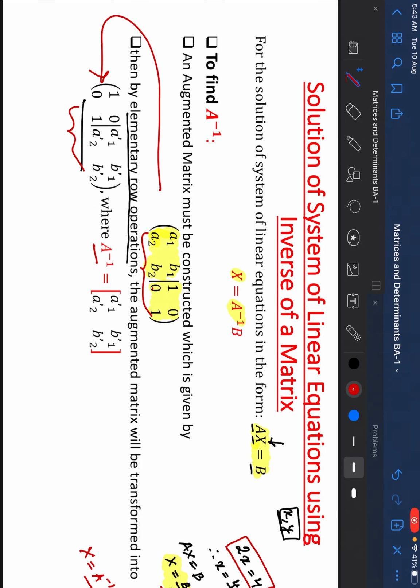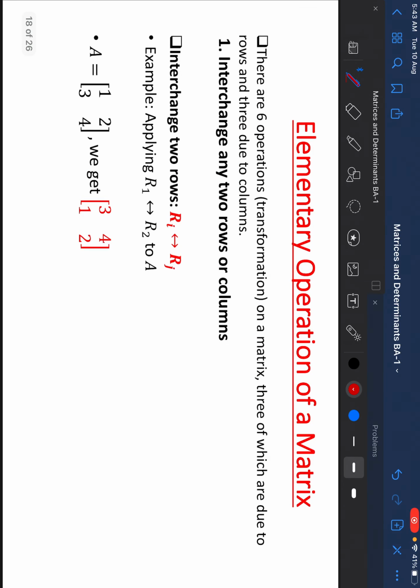Now we're going to learn about elementary row operations. What are the different elementary row operations? Basically there are 6 operations, because we have 3 operations for columns and 3 for rows. So 6 operations are there for the columns and rows, but we're going to do only rows. Columns we are not going to do.